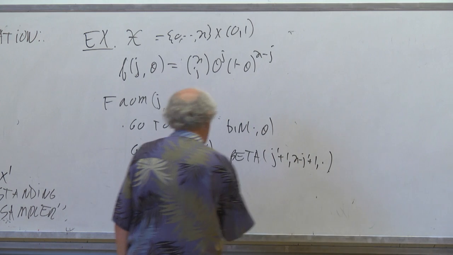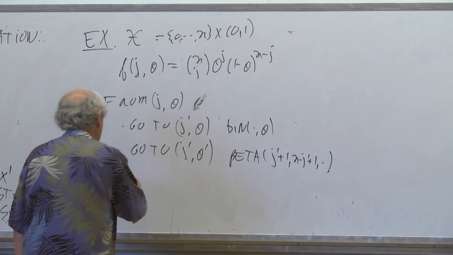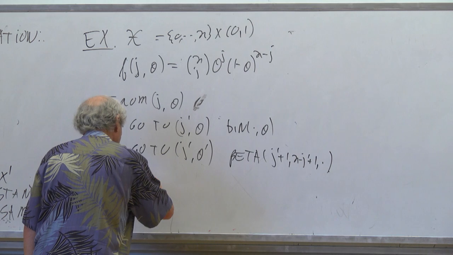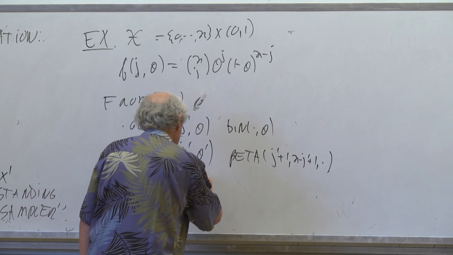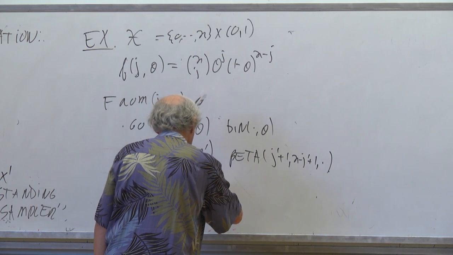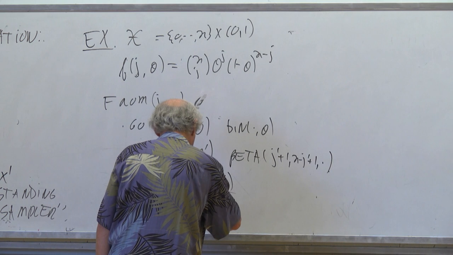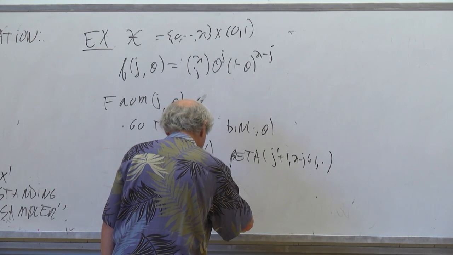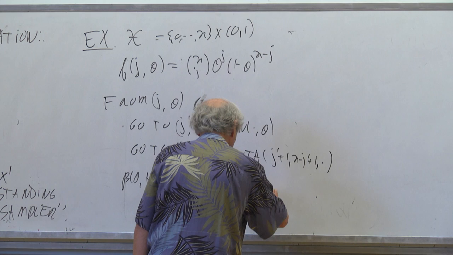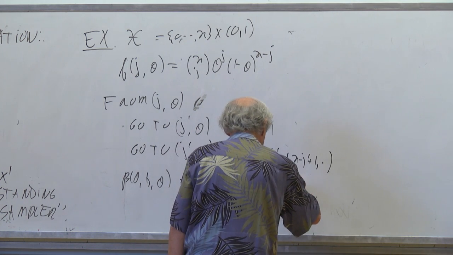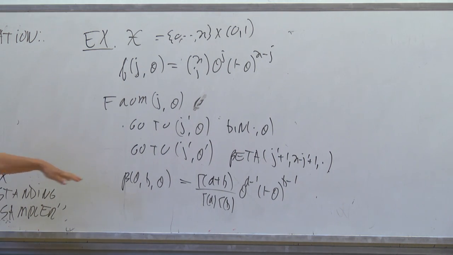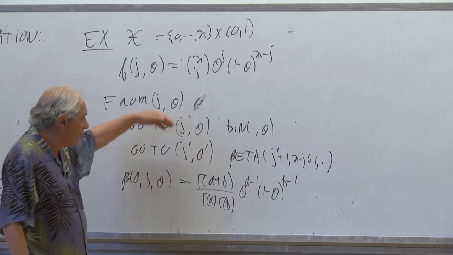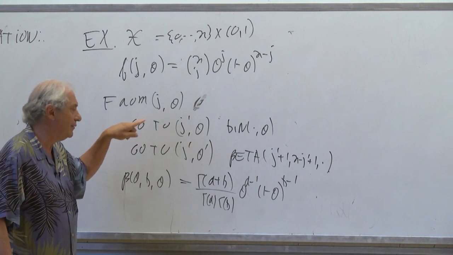Let me remind the non-statisticians here that the beta(a, b) is a probability density on the unit interval, and it has density gamma of a plus b over gamma of a, gamma of b, theta to the a minus 1, 1 minus theta to the b minus 1. Here a and b have to be bigger than 0, and this is Euler's beta integral, and this is one of the standard distributions. We know how to sample from it. So that would get you there, and then you fix theta prime and you change j, etc.